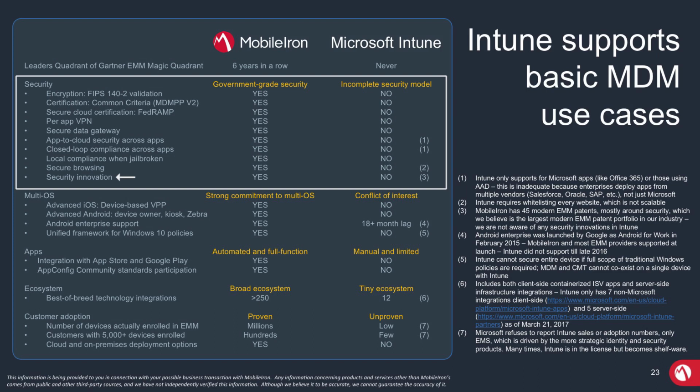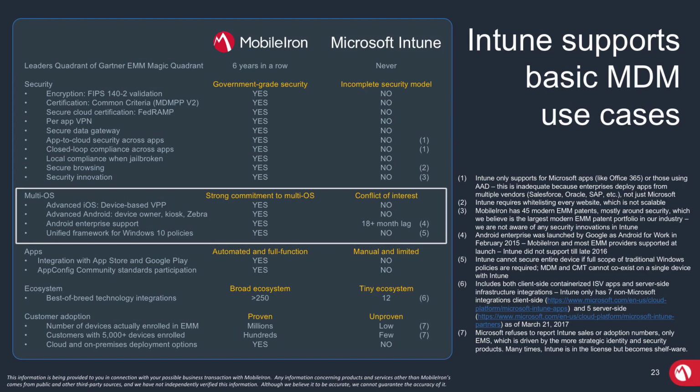And finally, security innovation. We believe we have more modern EMM patents than anyone else in our industry. Intune is interesting because we have seen Intune implement basic use case capabilities, but we've seen very little security innovation from Intune. And my belief is that that's not been really the focus of the product. Our focus as MobileIron has absolutely been to be always pushing the envelope to be providing the best of breed security model for mobility, and now desktop and IoT moving forward as well.